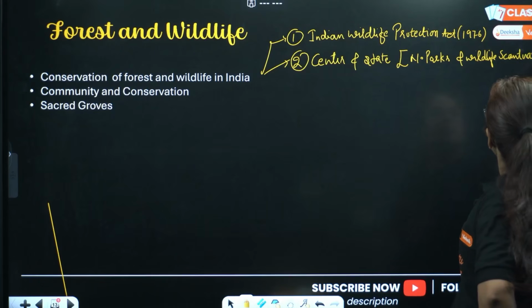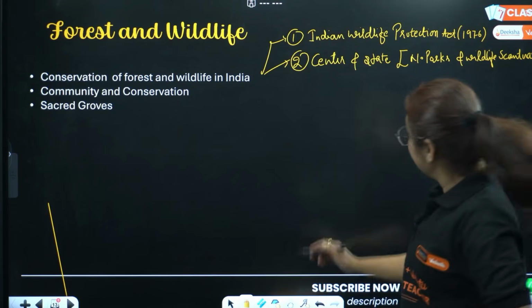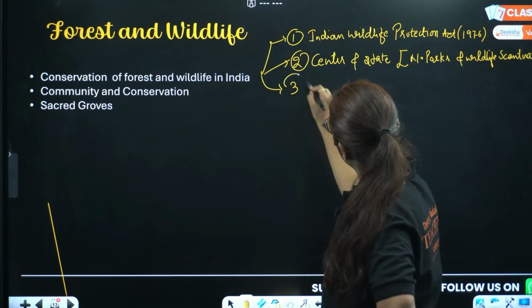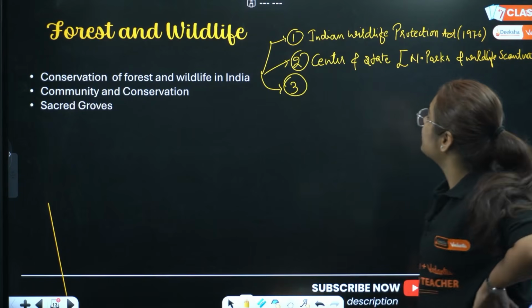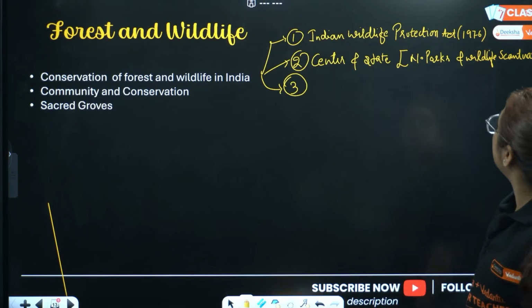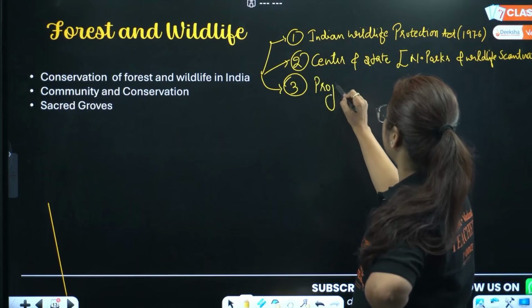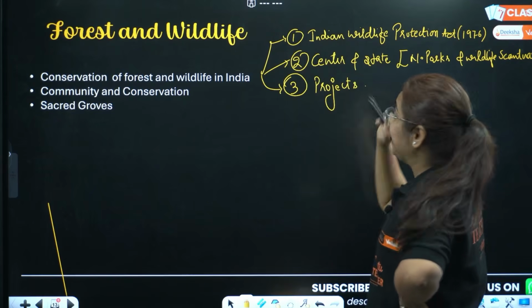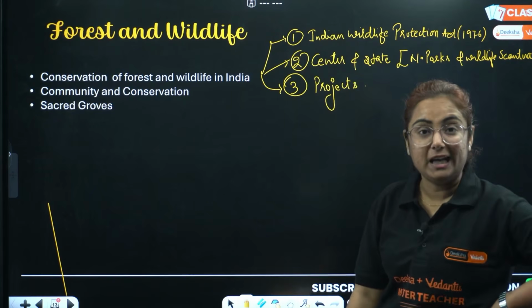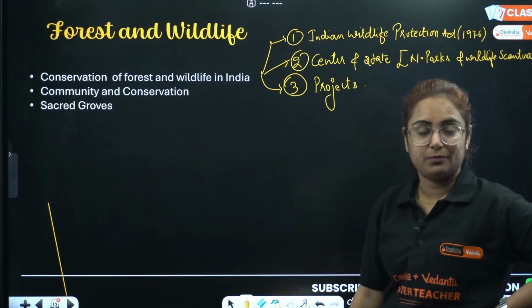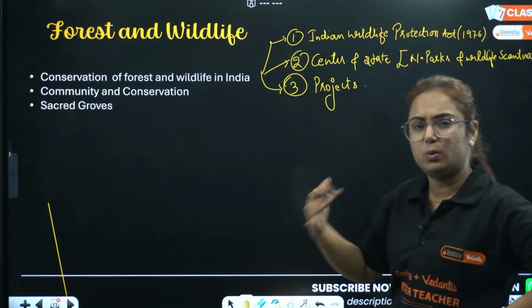Get it, students? This is also good. Then third step that was taken for the conservation of forest and wildlife: center and state, different projects were there. Different projects like Project Tiger, Project Rhino. Later on, so many species were added.